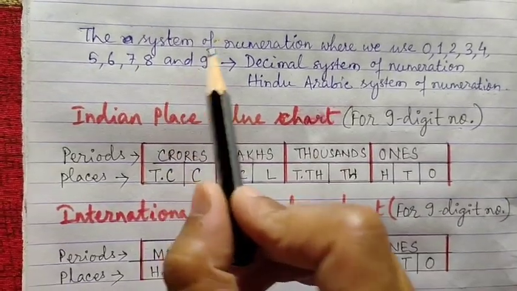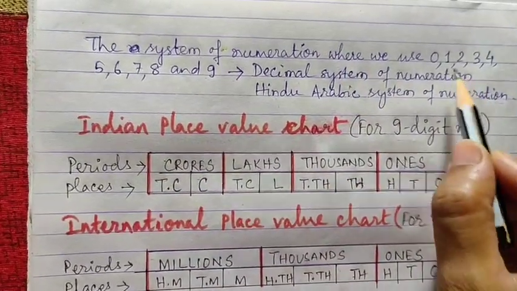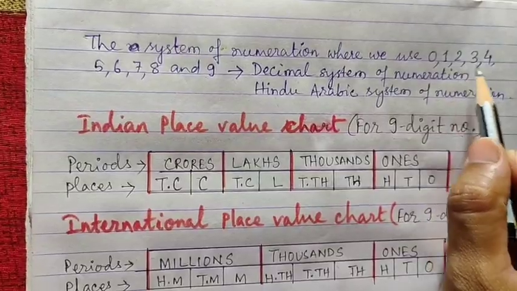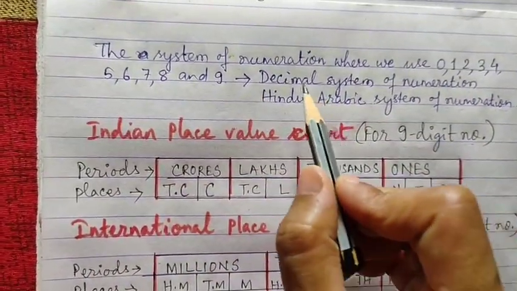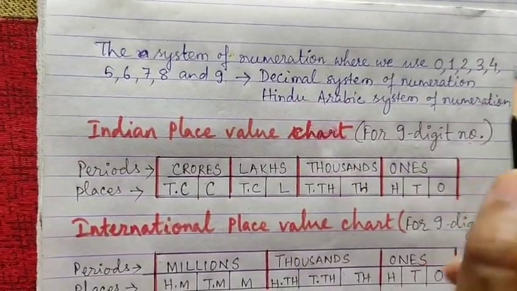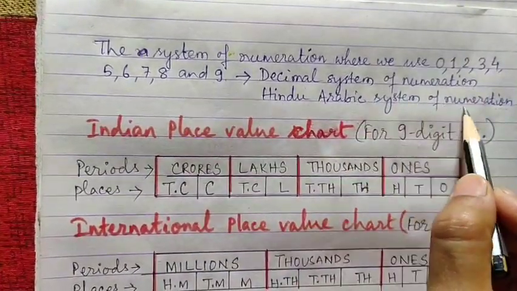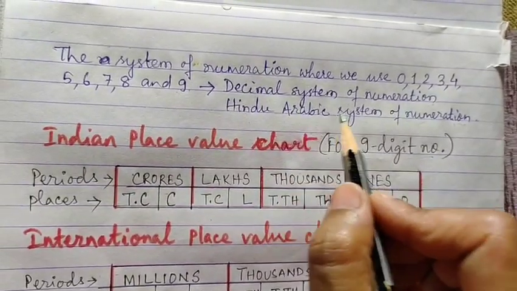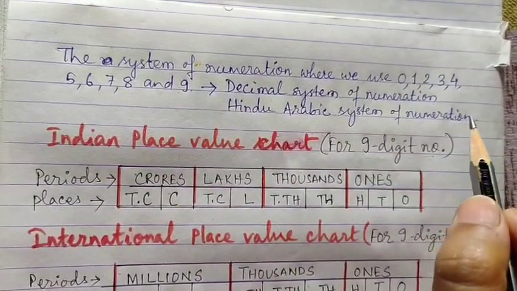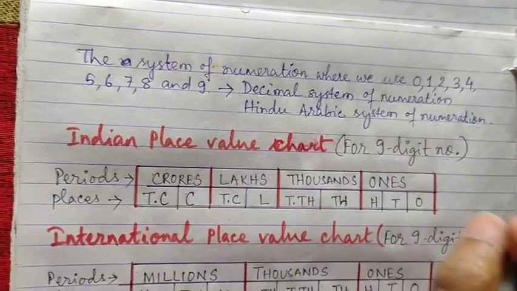Children, the numbers that we write using the digits 0, 1, 2, 3, 4, 5, 6, 7 and 8 is the decimal system of numeration or Hindu-Arabic system of numeration. And the numbers that we sometimes write as I, II, III, then IV, that is your Roman number system.